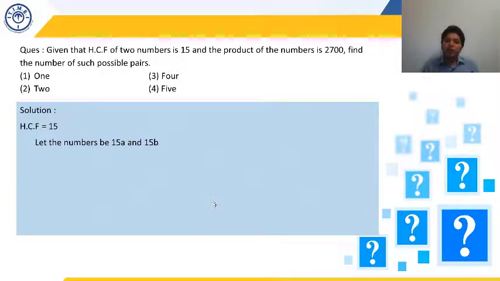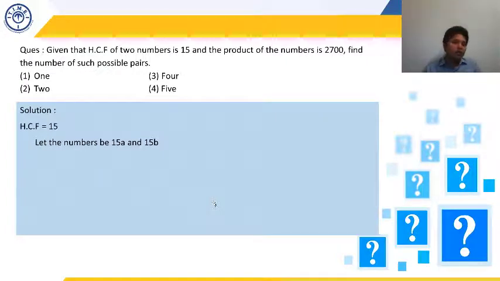So 15 common part we have already taken. Now A and B have to be co-prime. They do not have any common part. Because if they have any common part, then HCF will change. Suppose A and B have 2 as a common part, so now HCF will become 15 into 2, but HCF here is 15. So whatever is common between them, we have already taken it. So A and B here have to be co-prime. We need to keep this in mind.